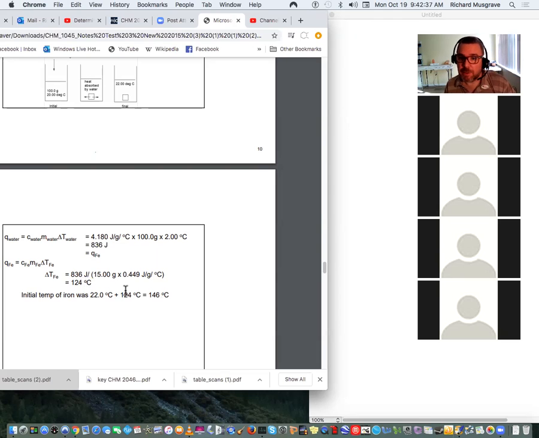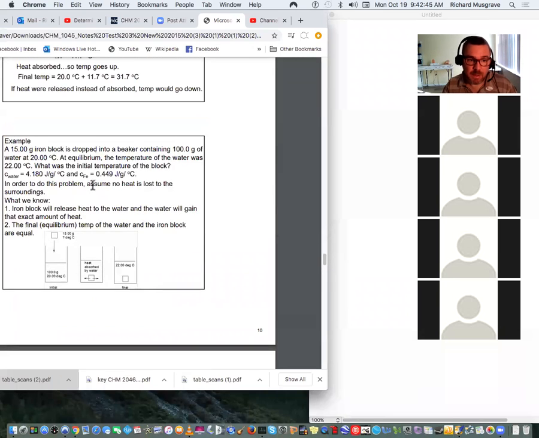Does anybody have any questions? Where did the 0.449 come from? That is the heat capacity of the iron, and you can see it's given in the question. Okay, thank you. So any heat capacities will always be given to you. You won't have to figure those out.